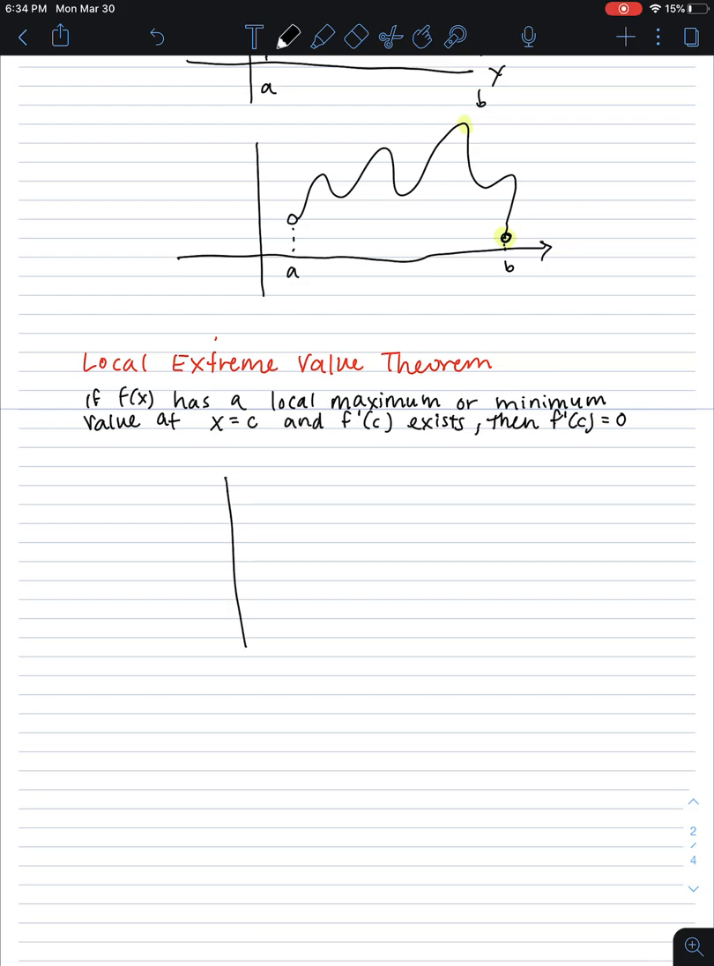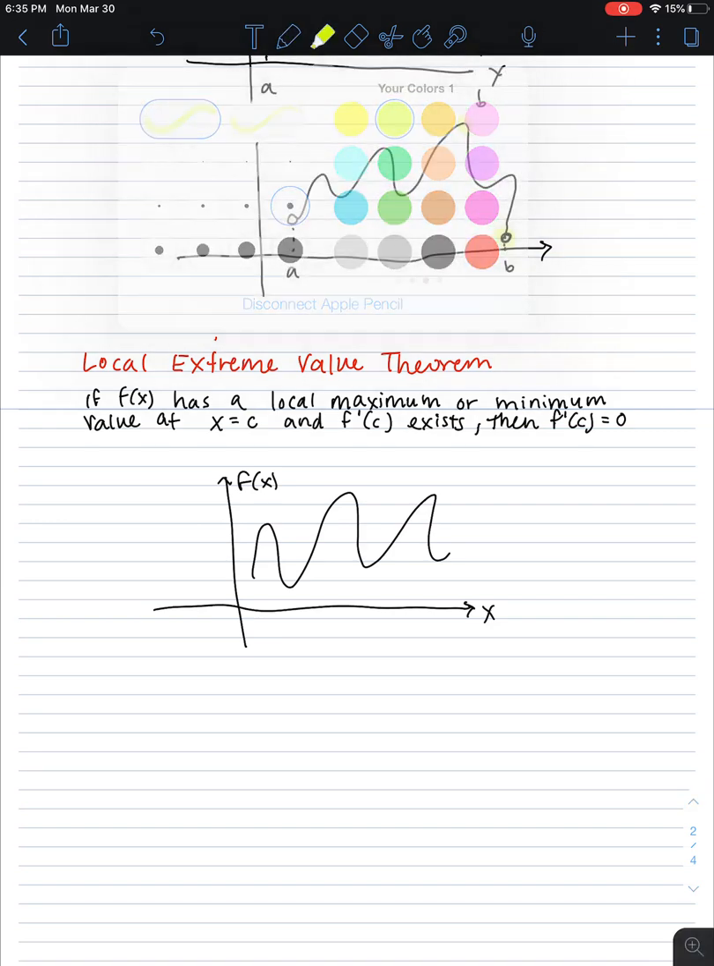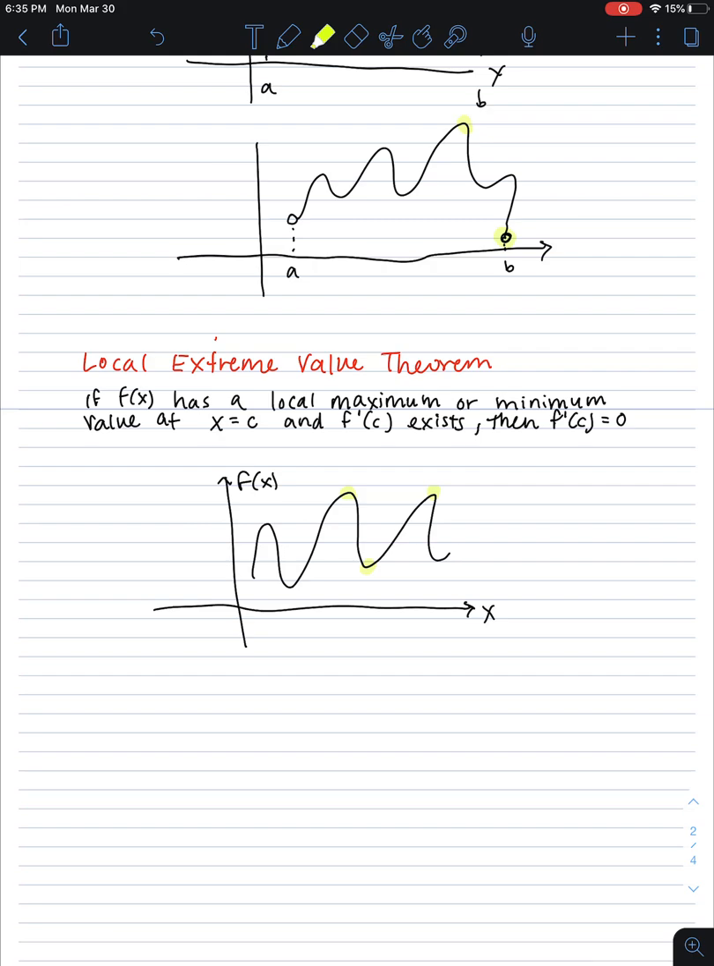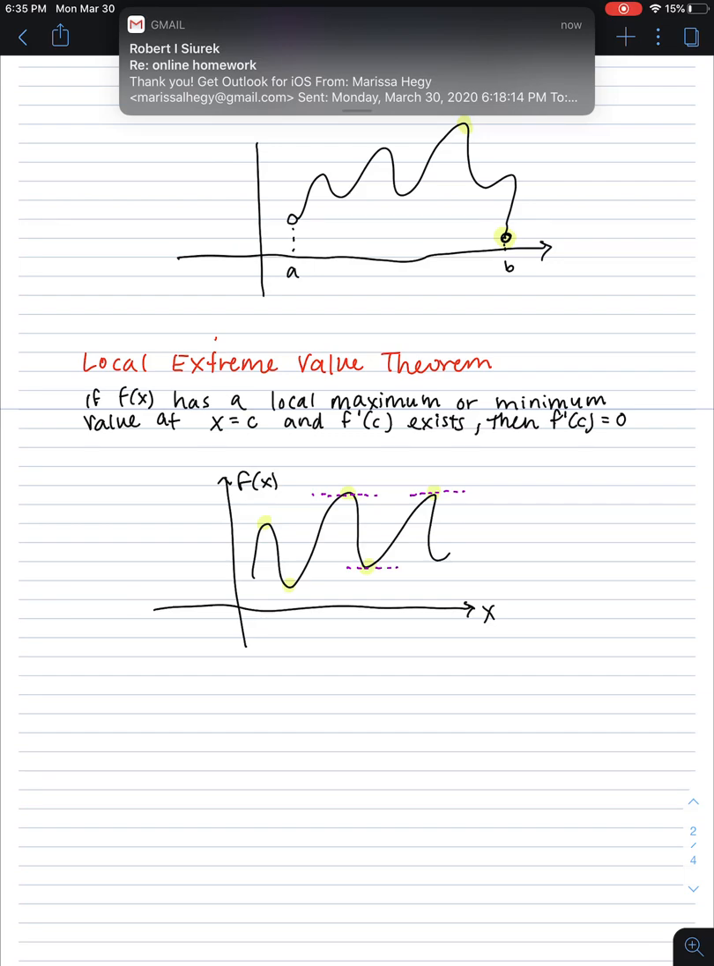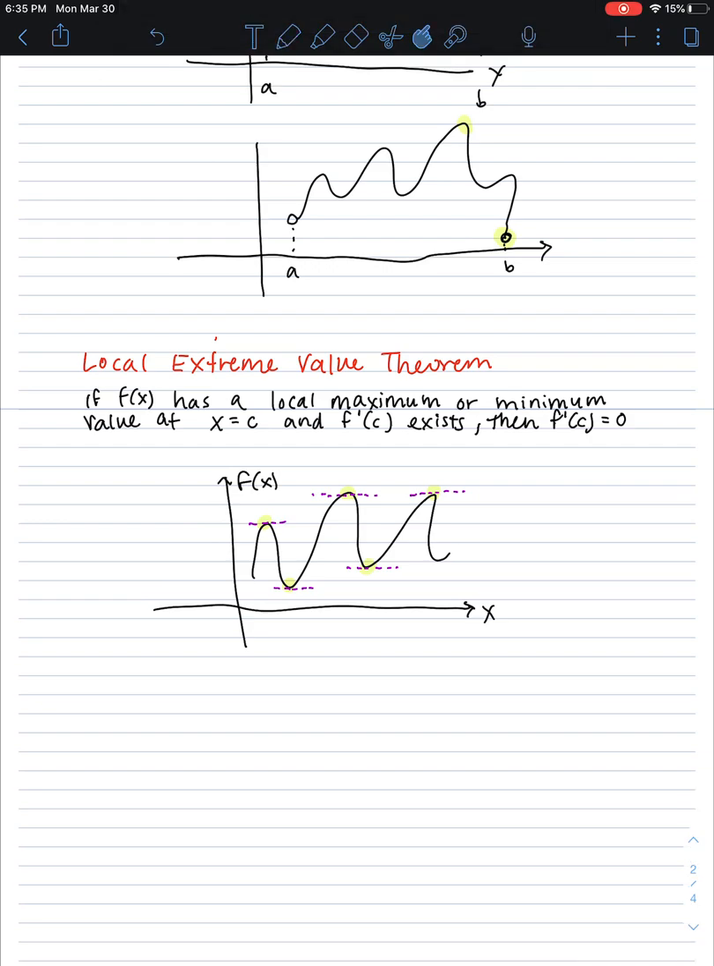So let's see here. I'll draw a graph. At all of these local maxima and minima, the slope of our tangent line, or the instantaneous slope of our graph, is 0. These are little drawings of the tangent lines. And if you look at those, all of those have a slope of 0, right? Because slope is rise over run, and this is rising none. So none over any number is 0. So that's basically what this theorem is saying. It's just saying it really formally.